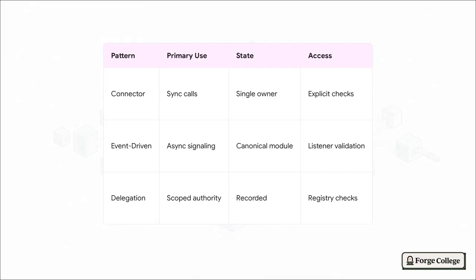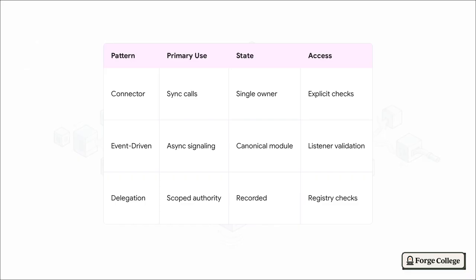So let's look at this like a classic engineering schematic. We've got 3 main tools in our belt here. First up, the connector interface. You can think of this as your universal USB-C port. It handles direct, synchronous, cross-module calls while keeping the authoritative state totally locked down.